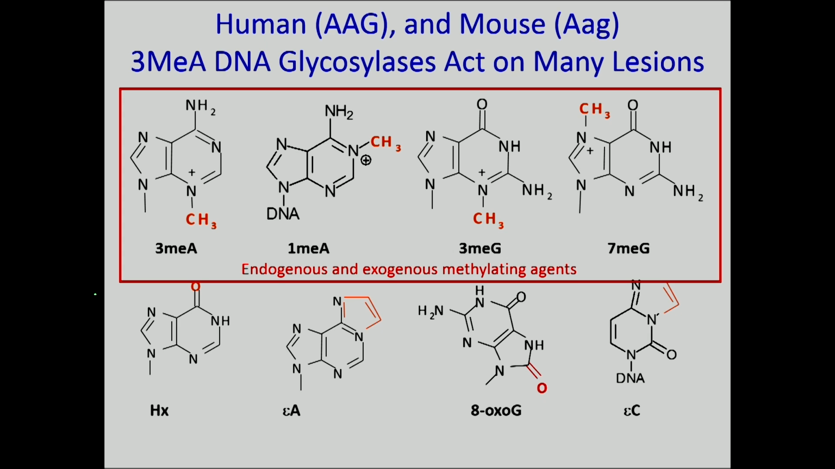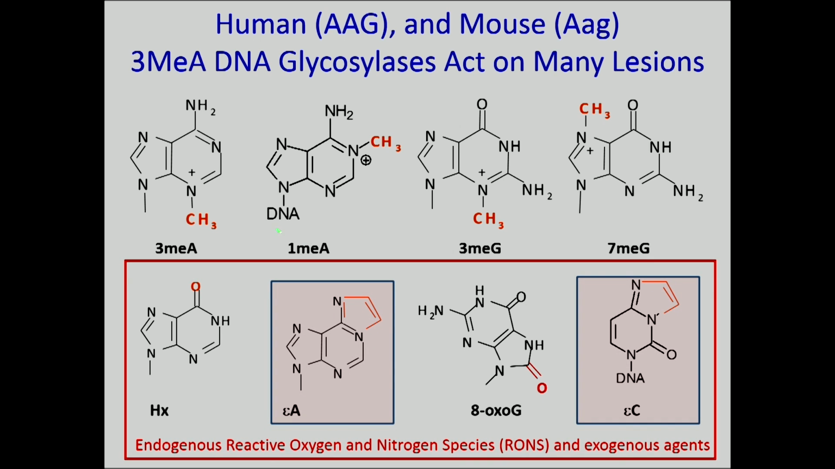In addition to cleaving out those bases, this enzyme can also cleave out damage that's produced in the presence of an inflammatory response, where one has a lot of reactive oxygen and nitrogen species. And in particular, I'll point out these etheno lesions that are recognized by this glycosylase.